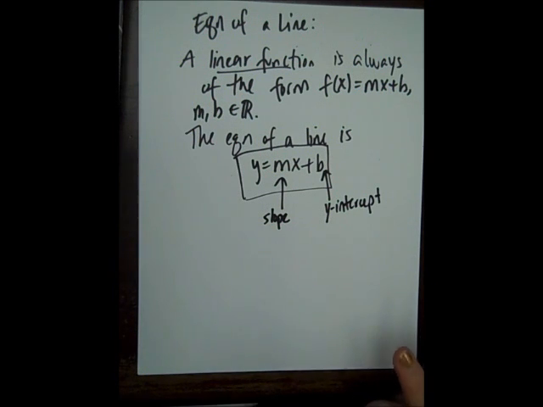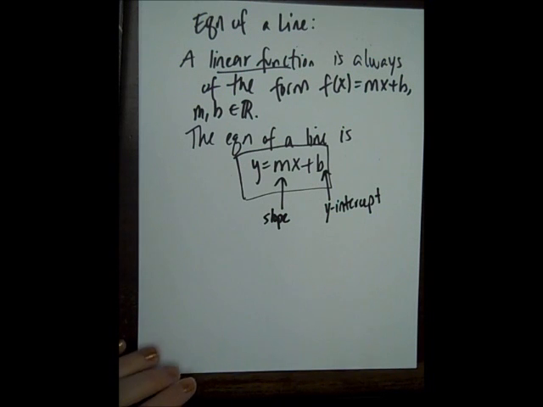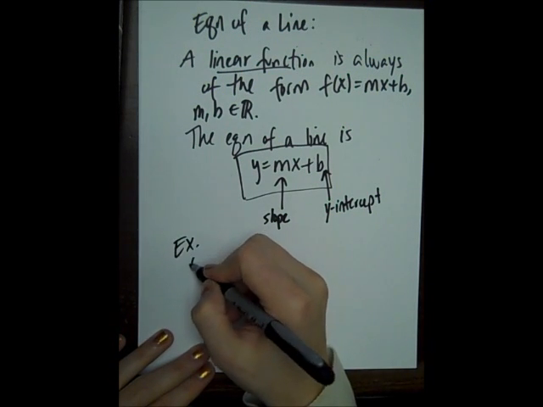To find the equation of the line, you need to find two things. You need to find the slope, you need to find the y-intercept. Those are the only two things you need to find. So let's do some examples.